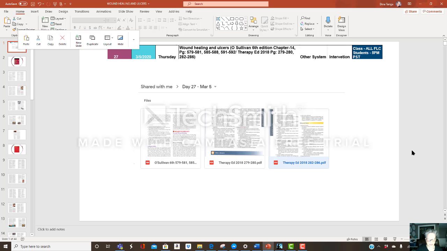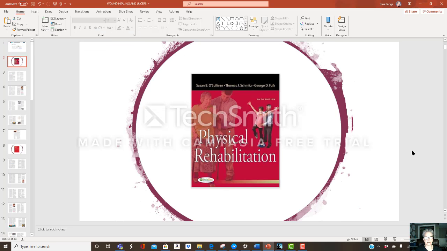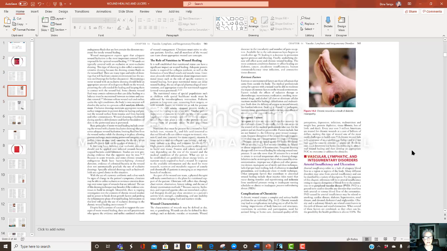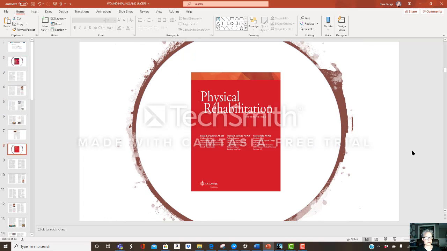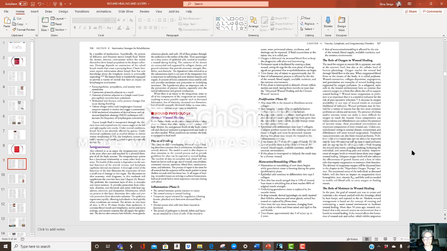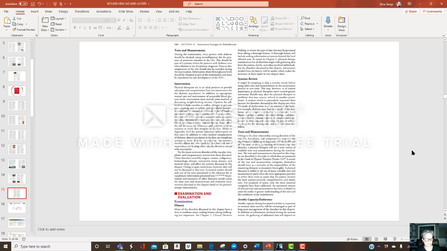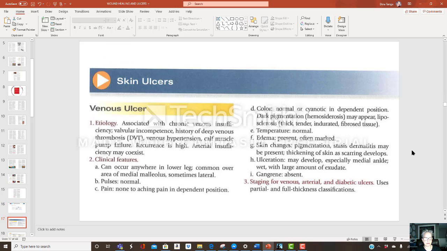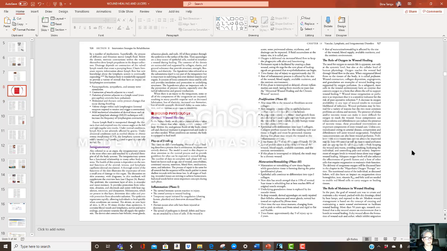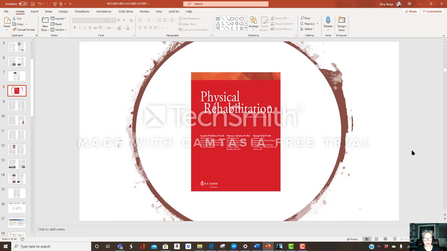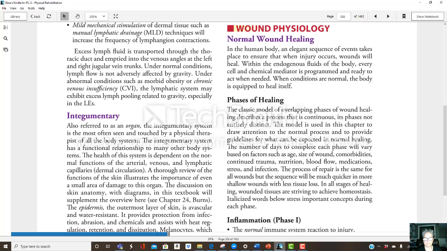So, this is the O'Sullivan book. Those are the pages out of the O'Sullivan book. This is my 7th edition. And these are the pages that I will have my reader read. And then we will move on to skin ulcers from Therapy Ed. Okay. So let's pull up the book and start the reader.